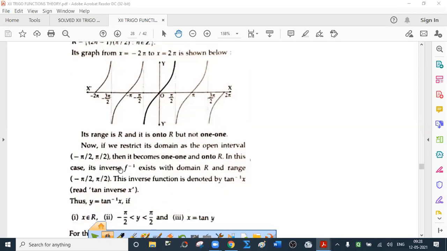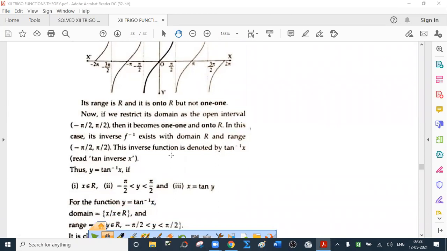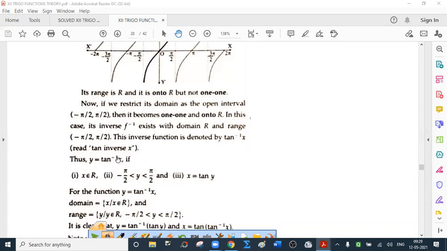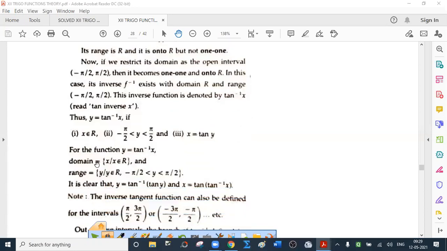So in this case, the inverse exists with domain R and range open interval minus pi by 2 to pi by 2. This inverse function is denoted by tan inverse x. Thus y equal to tan inverse x if x is a real number and y belongs to open interval minus pi by 2 to pi by 2. In this case, we can say invert the relation to get x equal to tan y. So for the function y equal to tan inverse x, domain is set of real numbers. And what is range? Set of all angles, open interval minus pi by 2 to pi by 2.